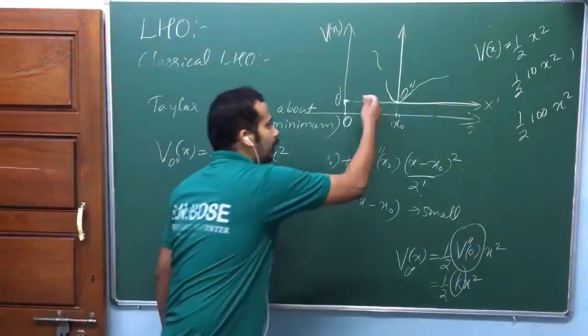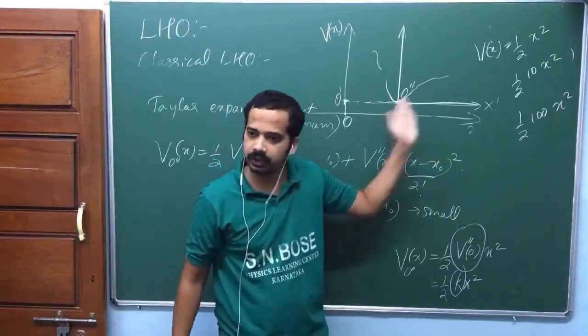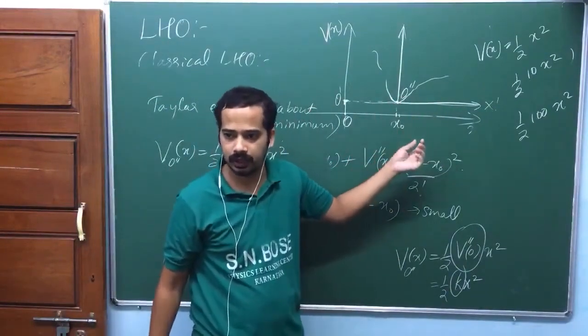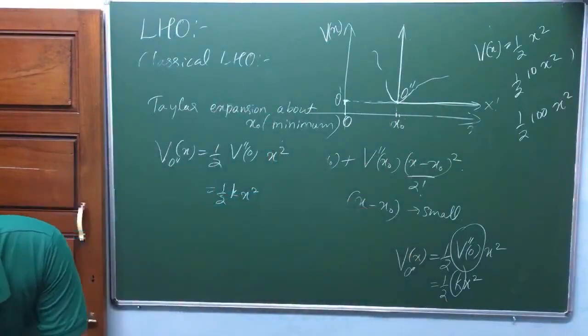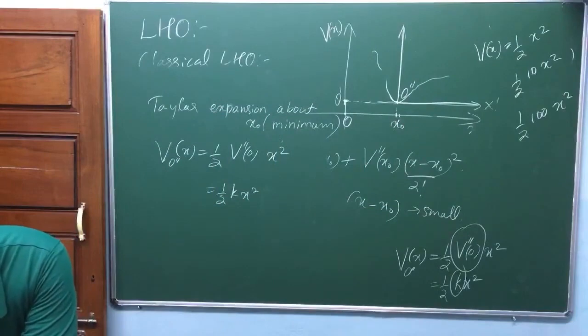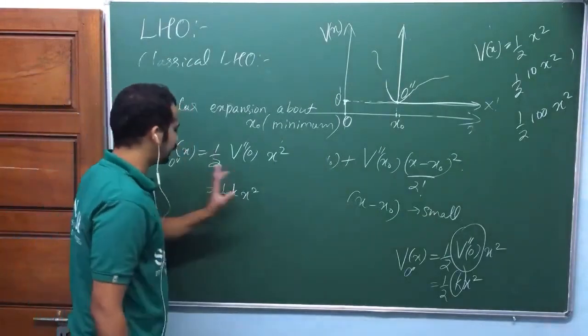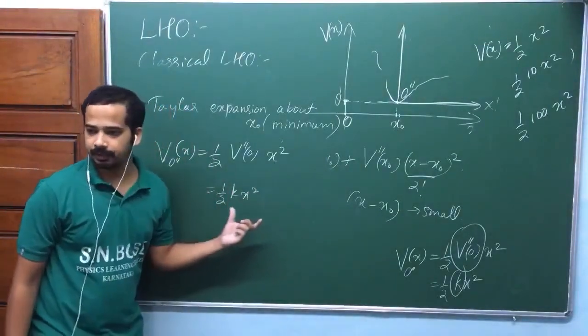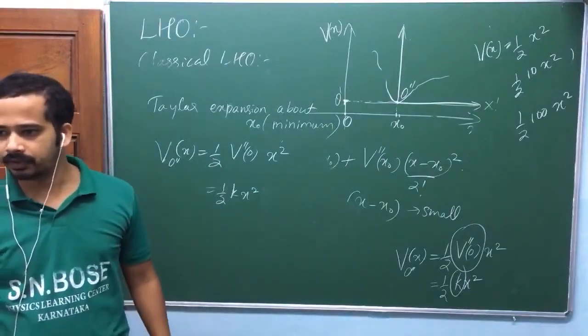You are giving the oscillation now, but that oscillation is very small. You are studying dynamics only, but that oscillation is very small. Can you write the statement? Any oscillatory motion is approximately simple harmonic. Simple harmonic means half kx square. This we call simple harmonic potential. Any oscillation about stable equilibrium.